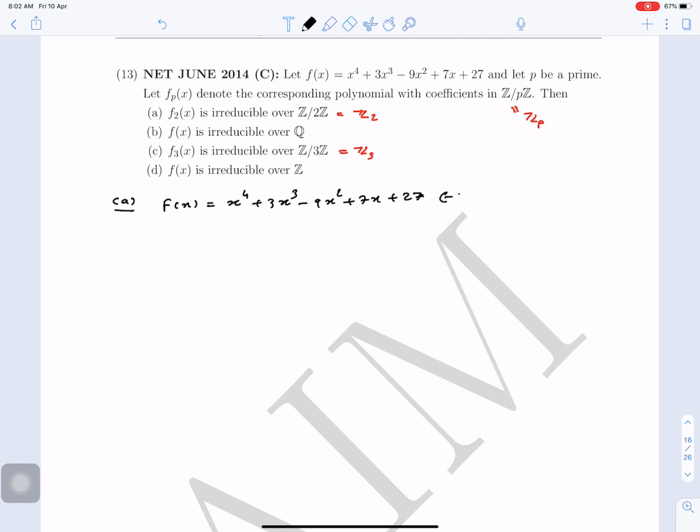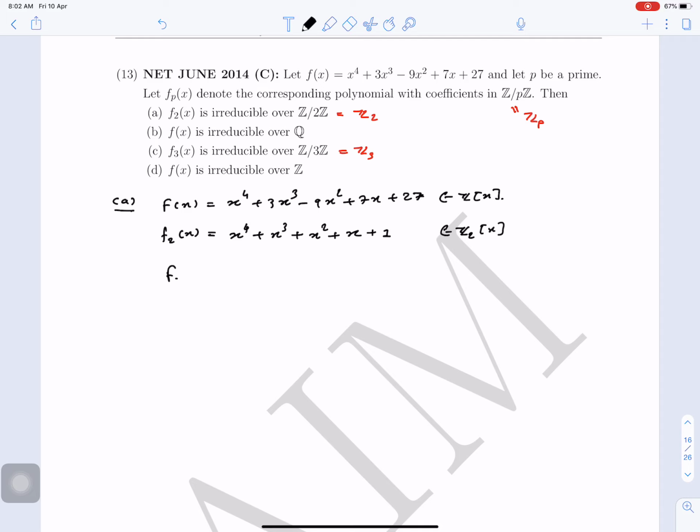So it is over Z[x]. Now f2(x) will be in Z2[x], so you reduce the coefficients of f(x) modulo 2. So it is x raised to 4 plus x cube, 3 is 1. Now minus 9 is plus 1. So it is x square plus 7 is plus 1 and 27 is plus 1. So it is over Z2.